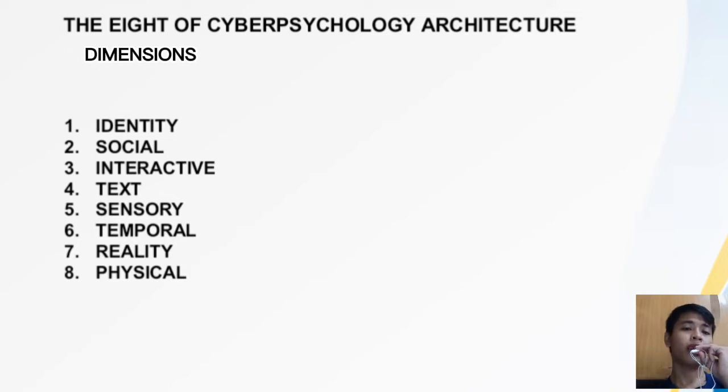The second dimension is the social dimension. This includes the possibilities for creating, managing and aborting relationships with individuals and groups, including accurate and distorted interpersonal perceptions, varying levels of intimacy.